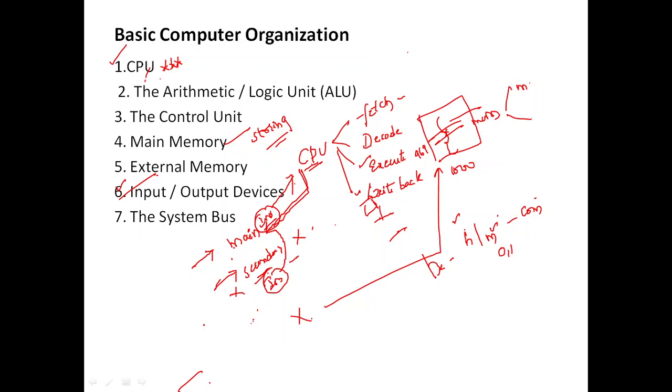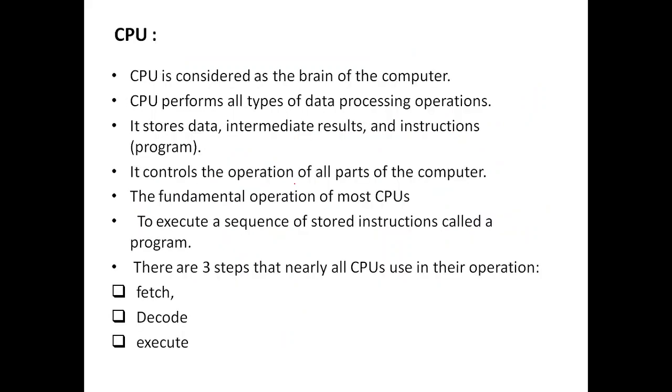Then what about the control unit? The control unit is used for controlling all parts of the computer. Fine. And the system bus is very, very important. Let us have a glance at each and everything in detail. So the CPU, why is the CPU important? The CPU is the heart of the computer, as I have told you earlier.